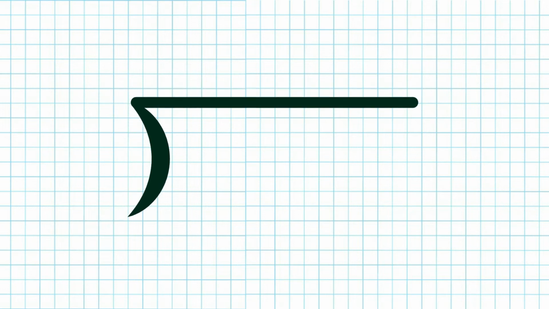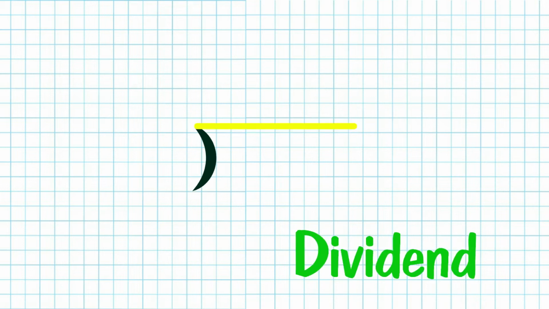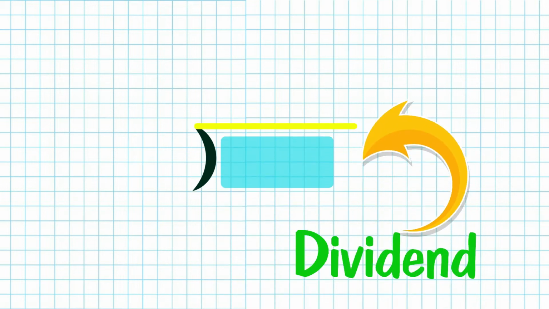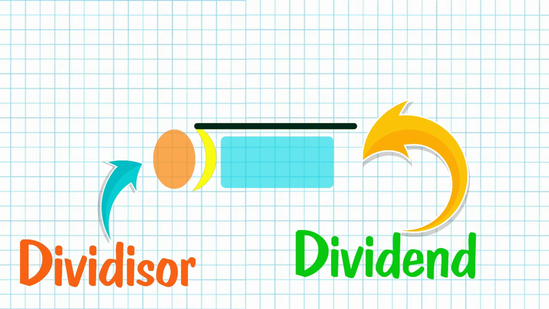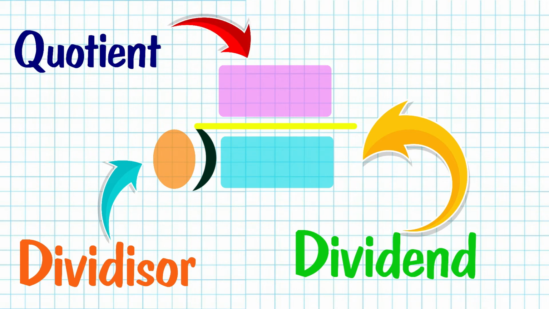The number which should be divided into smaller groups, known as the dividend, is written under this long line. The number we are dividing by, known as the divisor, is written outside the symbol here. Now, the top of this symbol is where we write the answer, known as the quotient. The answer tells us how many groups we will have at the end of the solution. Let's take our example and solve it.